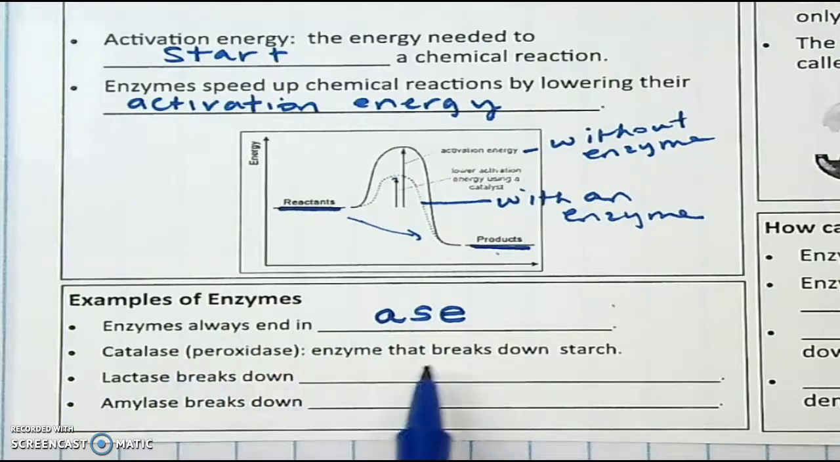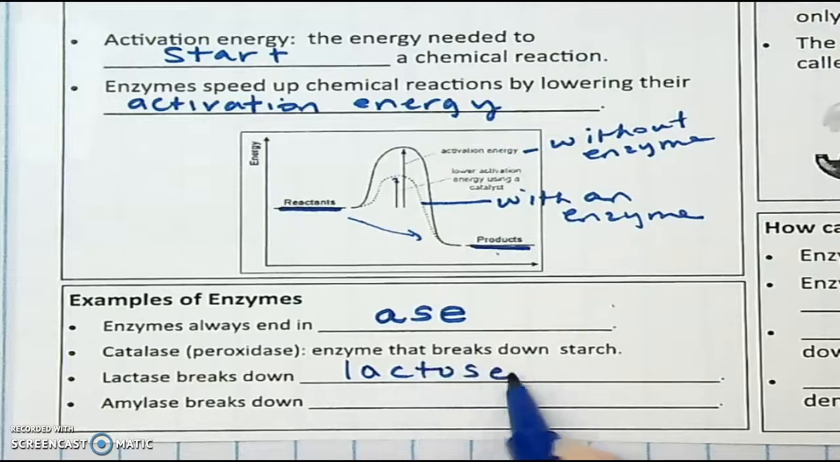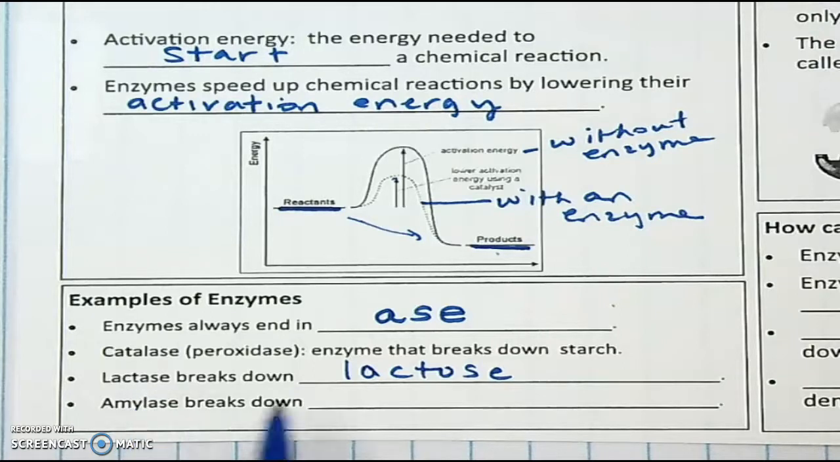Catalase, okay, is an enzyme that breaks down starch, for example. Lactase breaks down lactose. So for those of you that are lactose intolerant, your body probably doesn't make any or enough lactase to break that down, and that's why milk gives you a tummy ache.